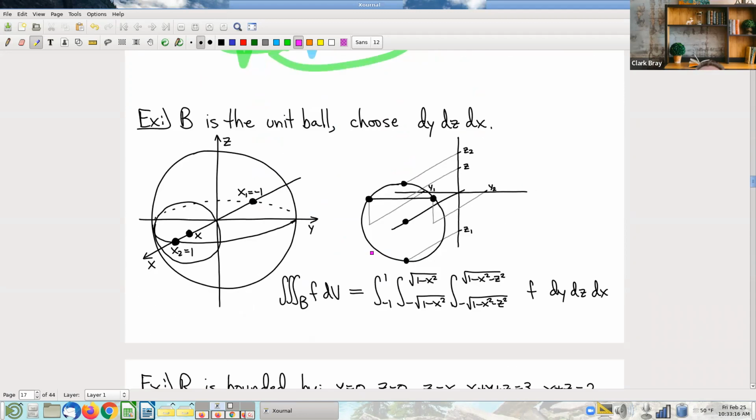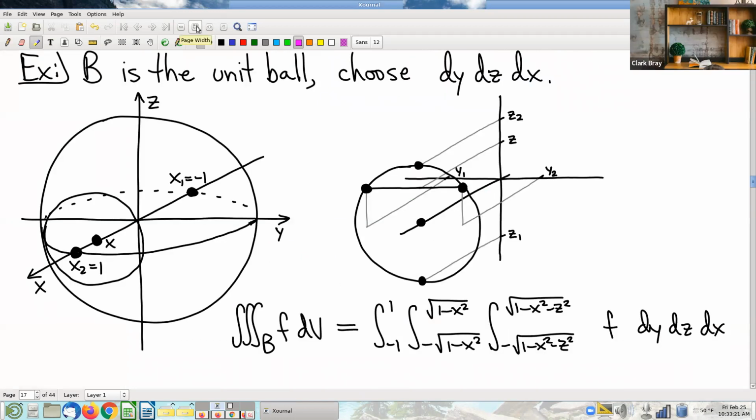Neat way to go. Here's another example. I'm going to do this one both ways. I'm going to do this one the old fashioned way. We're going to slice it up. And then I'm going to make a projection argument after to see how much easier that is.